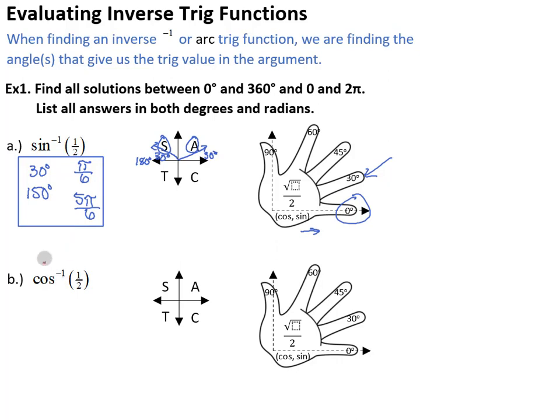Okay, let's try another one. What about the inverse cosine of positive 1/2? Now we're looking for where is the x-coordinate. Remember, cosine is the x-coordinate on the unit circle, positive 1/2.